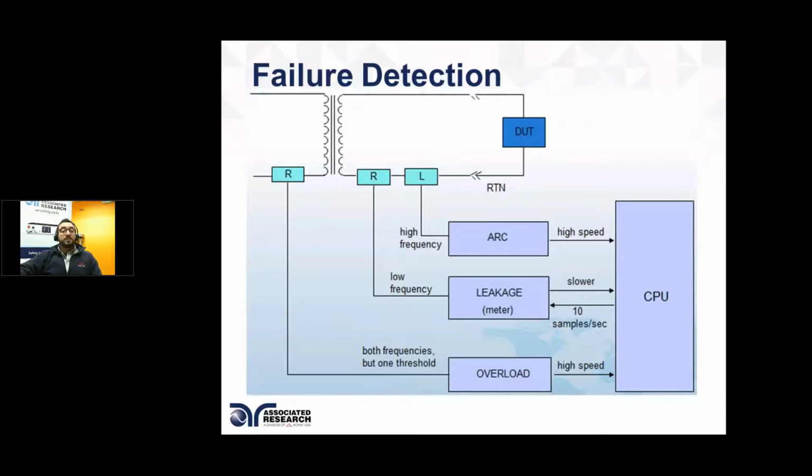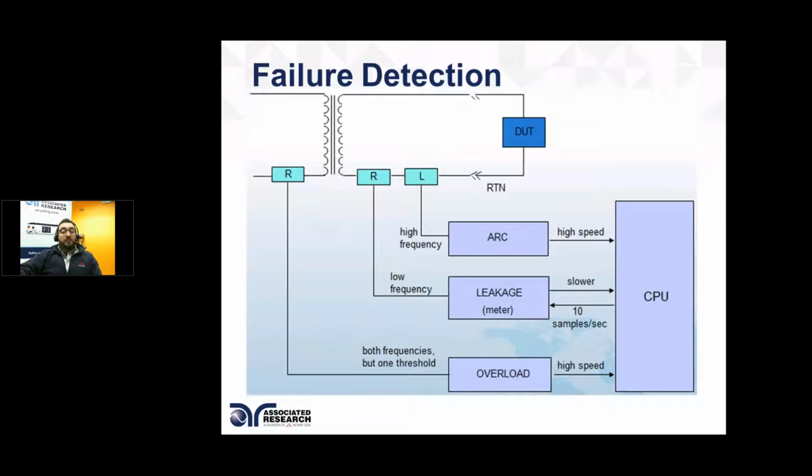The next in line is the leakage meter. Now, this is the meter settings that the user has programmed, which is like the high limit or the low limits for the leakage current. And that's a slightly slower detector compared to the arc detector.